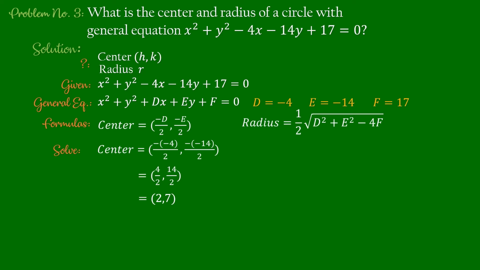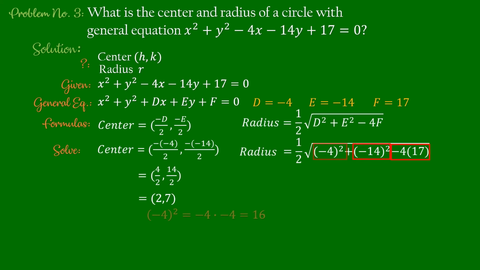Now for radius, we are also going to replace this by their corresponding value. d is -4, e is -14, and f is 17. So this will become 1/2 the square root of the square of -4 plus the square of -14 minus 4 times 17. Next is to simplify this. The square of -4 is -4 times -4, which is +16. The square of -14 is -14 times -14, which is +196. And -4 times 17 is -68.